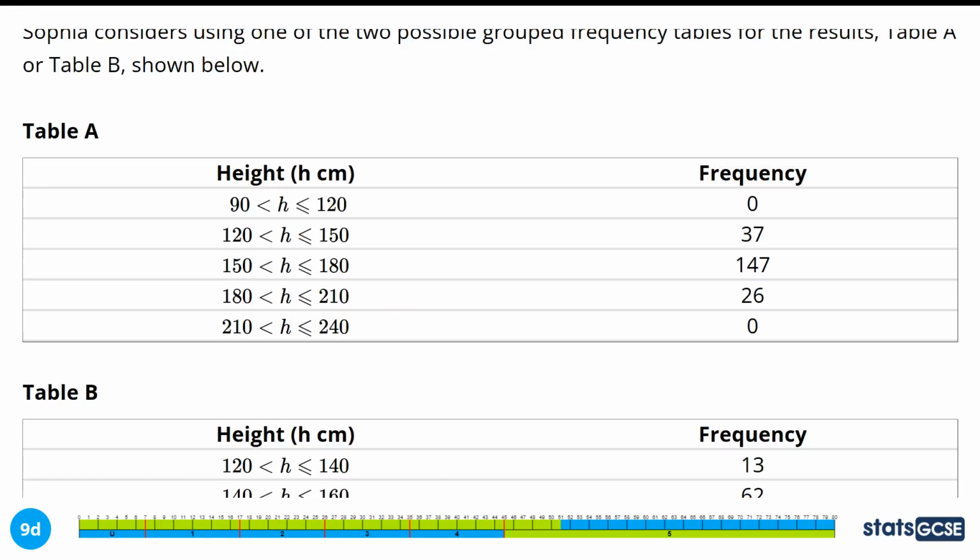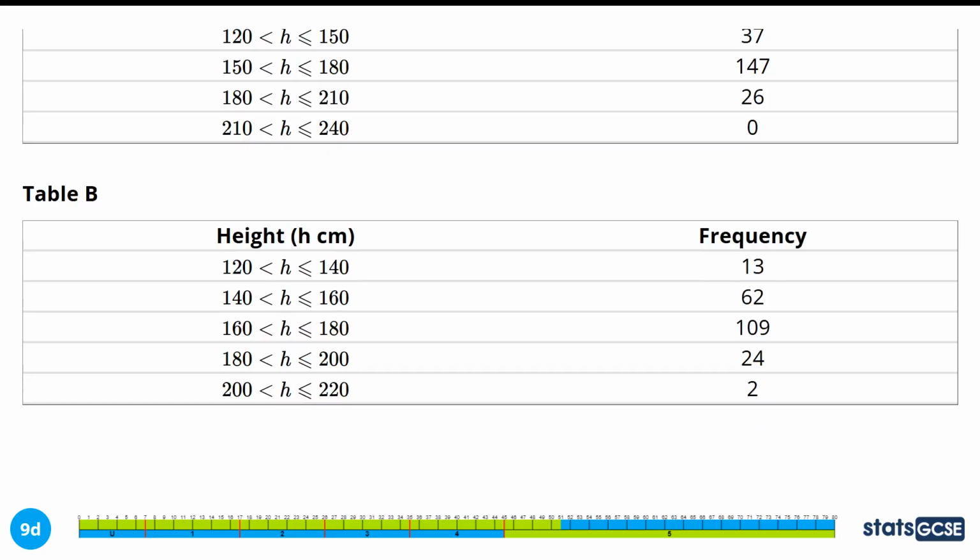Looking at Table A, there are no frequency for 90 to 120 or 210 to 240. So all the data is sort of squeezed into the 120 to 210 range. But looking at Table B, there are 13 in the first group, 62 in the second, 109, 24, and then 2 in the last one. So the data is more spread out.